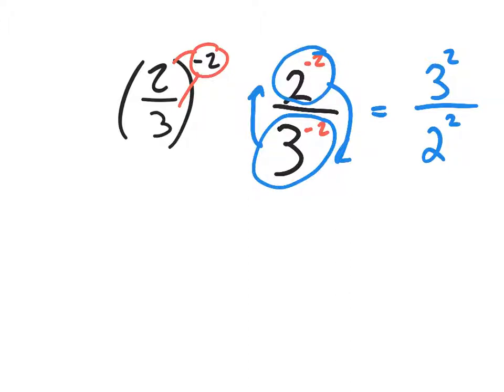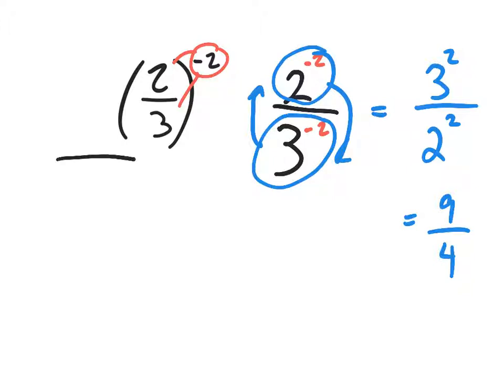And then at the very end, you could do your math. 3 squared is 9, and 2 squared is 4. So your answer is 9/4. You guys understand that, right? Yeah. Now, after doing this over and over and over, you're going to see a little trick.